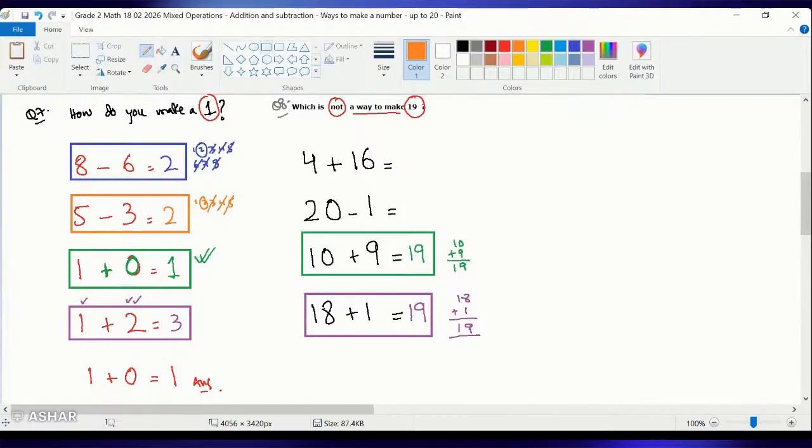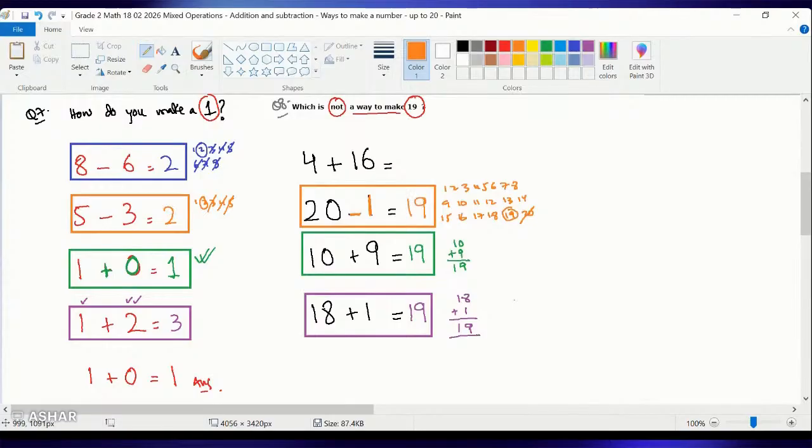For the third option, it says 20 minus 1. Whenever we subtract 1 from any number, we get the previous number, right? Or we can say 1, 2, 3, 4, 5, 6, 7, 8, 9, 10, 11, 12, 13, 14, 15, 16, 17, 18, 19, and 20. We have to subtract a 1. We subtract 1, we get the previous number. That is still 19.